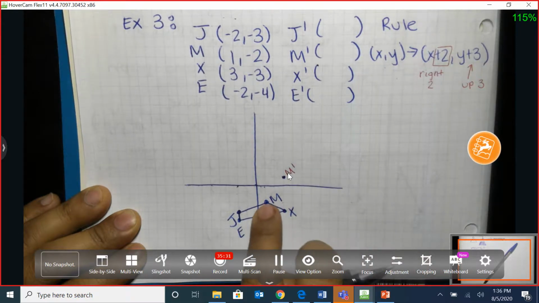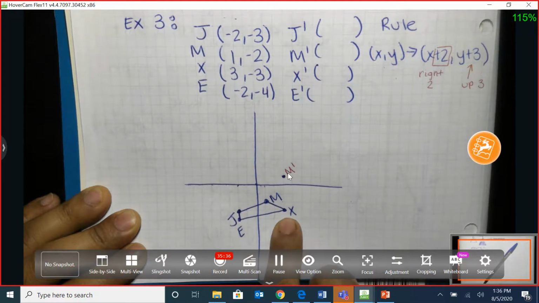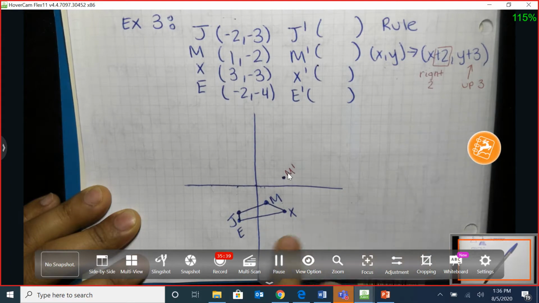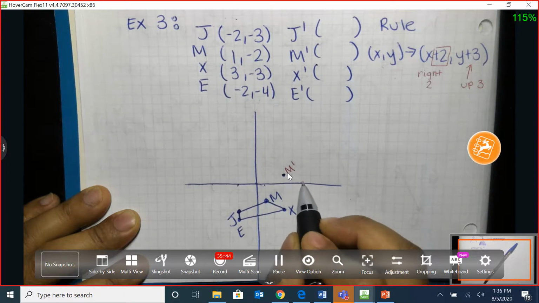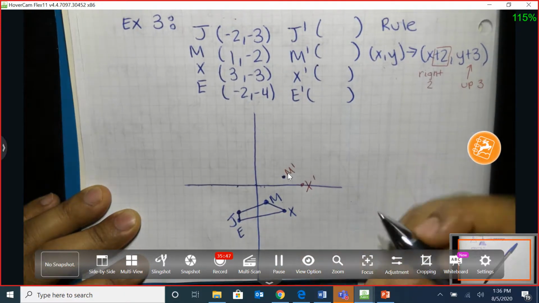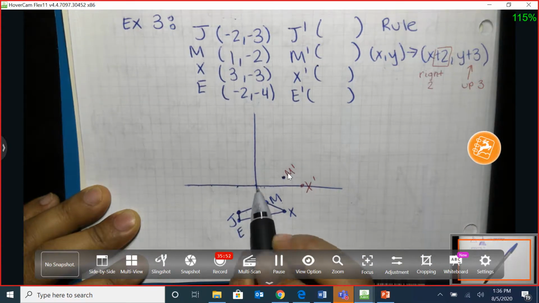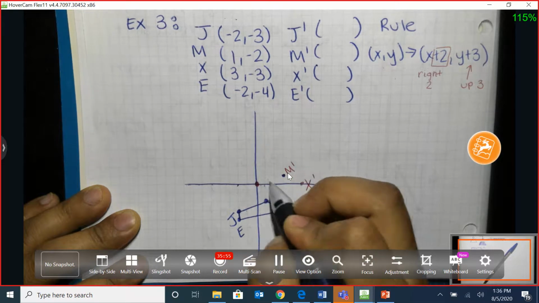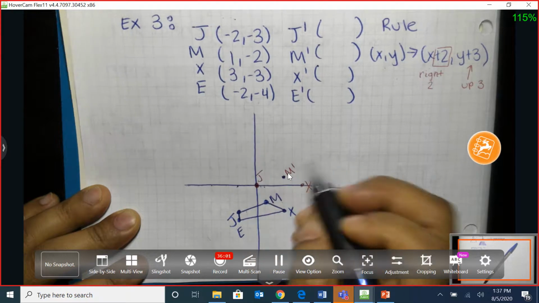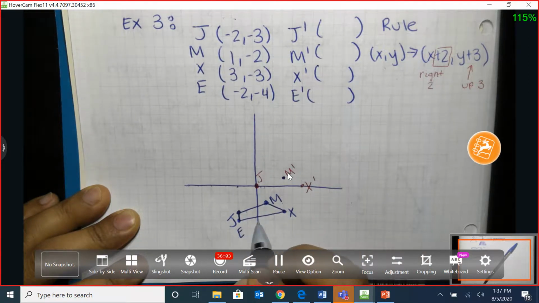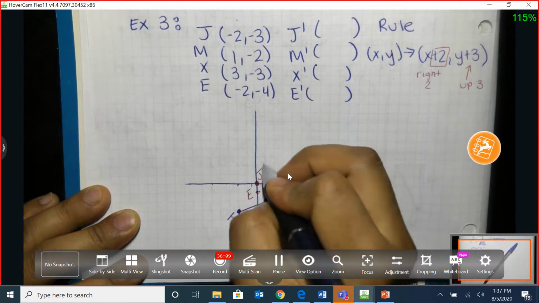Just like how I moved point M, I'm going to do the same thing for every other point. So let's say I want to move x. Again, same rule. I'm going to go from the x, I'm going to go 1, 2, and then up 3. 1, 2, 3. And I'm going to say x prime. Same thing for j. 1, 2, 1, 2, 3. Here is, which one was that one? 1, 2. So this one is j prime. And last one, e, 1, 2, 1, 2, 3. Here is my e prime.